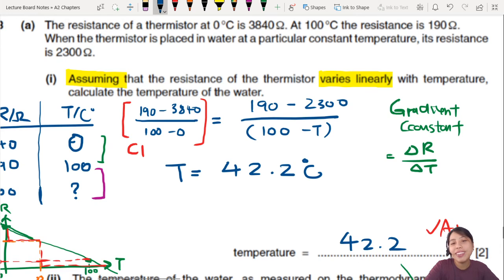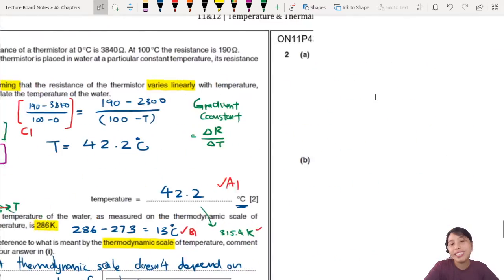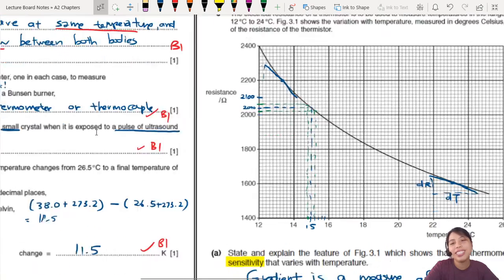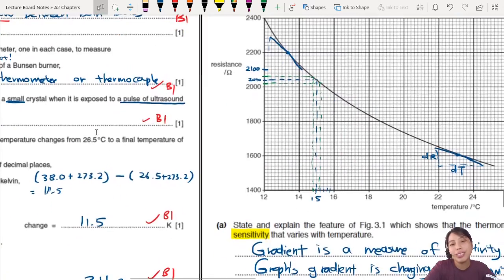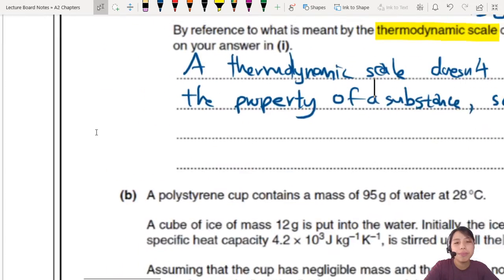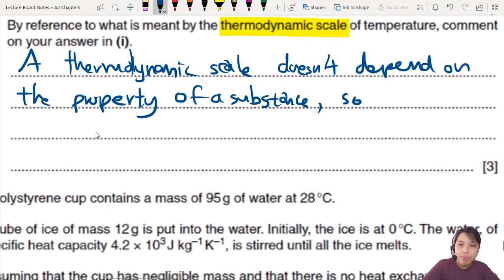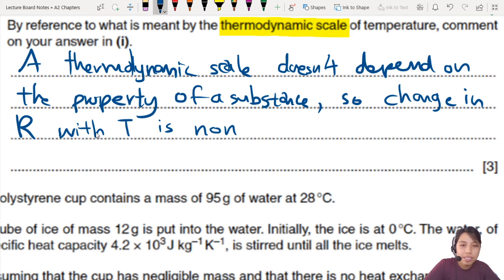We are assuming that resistance varies linearly with temperature, which is not exactly true. Because before this, the question already showed the graph is not linear. Is this also a thermistor? Yeah, this is also a thermistor. Not linear, so our assumption is wrong. So you need to write that down. Change in R with temperature is non-linear. So we have the wrong assumption there.